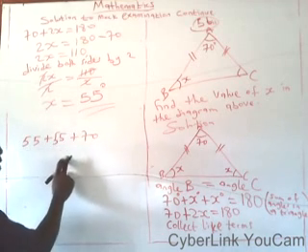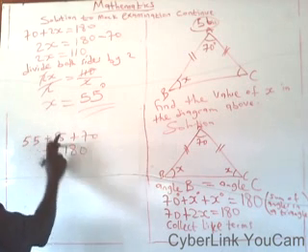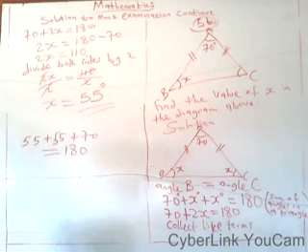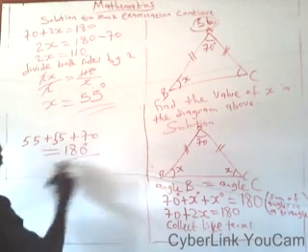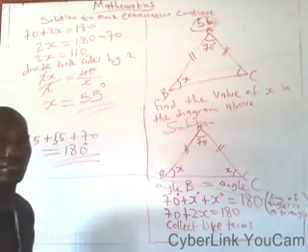If you added it up properly, you are going to arrive at what? 180. Because 55 plus 55 will give you what? 110. 110 plus 70 will give you 180 degrees. So that means the value of x that we determined is what? Is right.